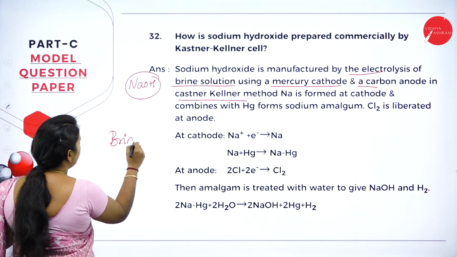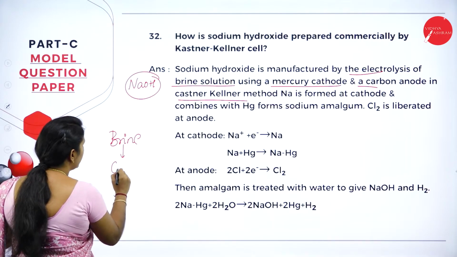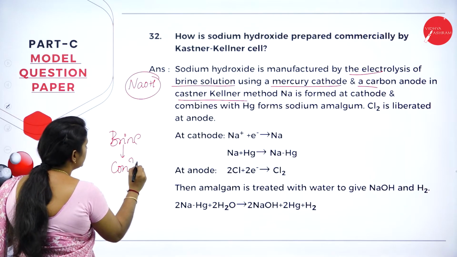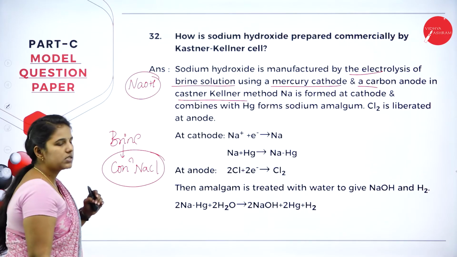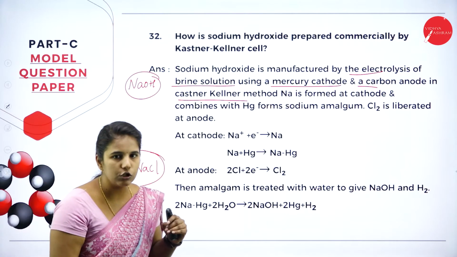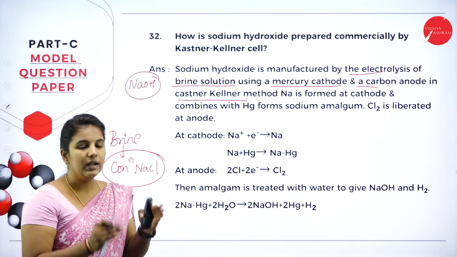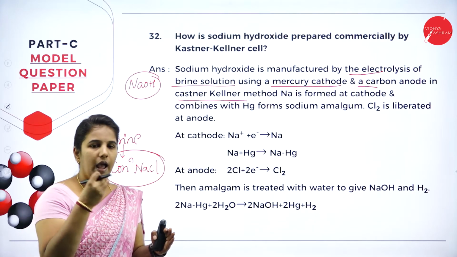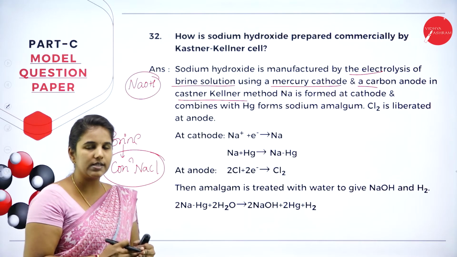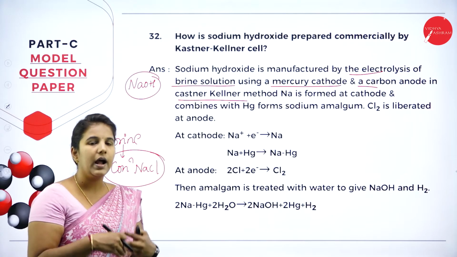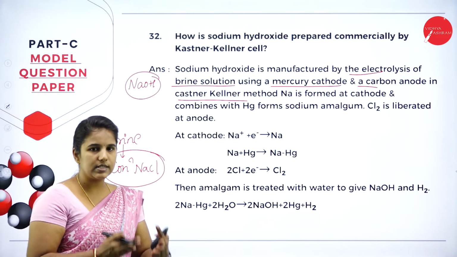So what is the brine here? Brine is nothing but a concentrated solution of sodium chloride, which is also known as brine solution. They take the brine solution and put it in the Castner-Kellner cell, which has mercury as a cathode and carbon as an anode, and they switch on the electrical current.